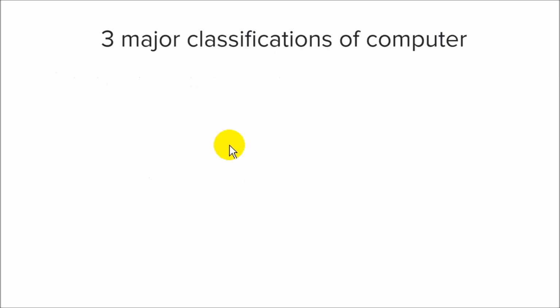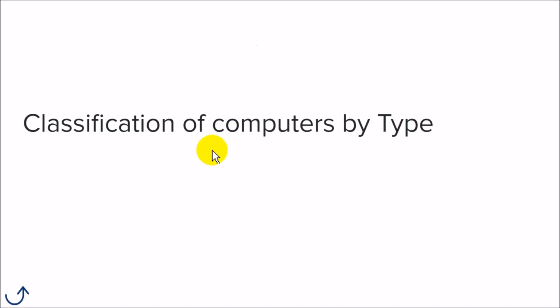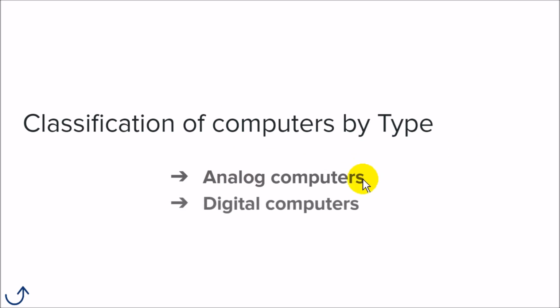So majorly there are three major classifications of computers. Okay, so computer can be classified based on type, based on purpose, based on size. So let's take them one after the other to really understand them in detail. So starting with classifications of computer based on type. When you talk about classifications of computer based on type, you also have to break it down into three: analog computers, digital computers, and hybrid computers.